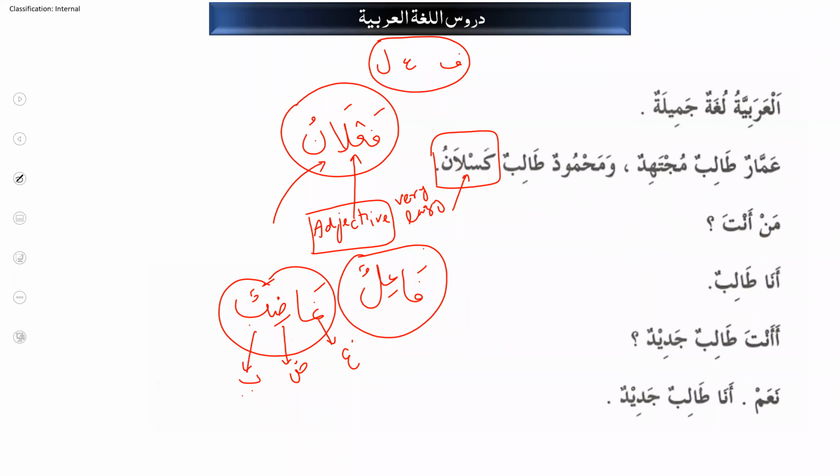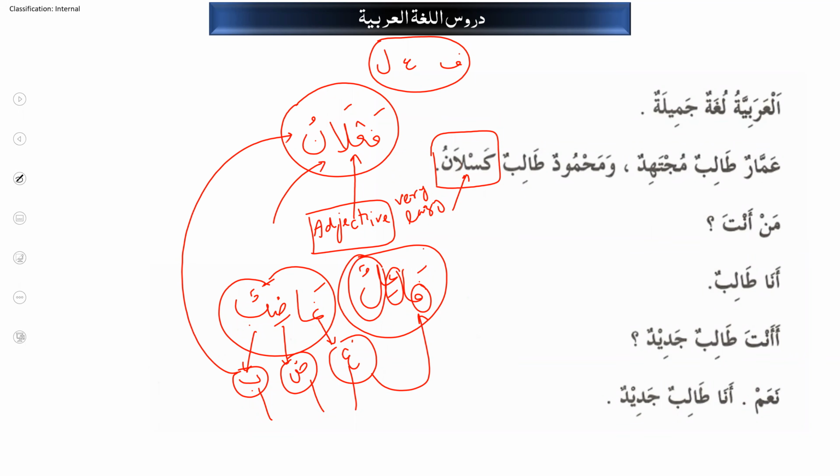These are the real letters from which it is formed. So this ghain, dad, and ba, if you put on fa'ilun in the place of fa, ain, and lam, it becomes ghadibun. Now, same ghain, dad, and ba, if you put on fa'lanu, what does it become? First read in Arabic.